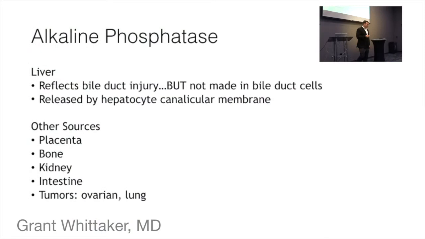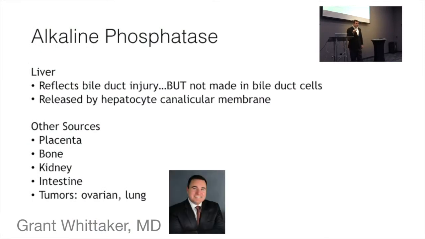The alk-phos is actually part of the liver cell. It's not actually released from the bile ducts, but it's at the apical membrane that releases the bile into the bile duct. And so when there is pressure in the bile ducts, you get release of alk-phos, and so that's why it's a useful test for measuring or looking at cholestasis.